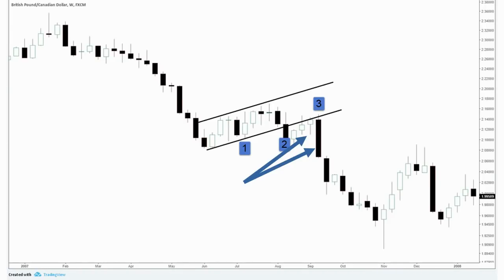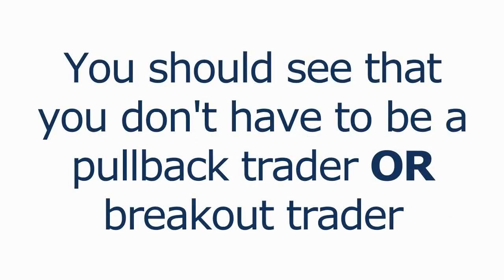In our example, the break is strong in comparison to other candlesticks. We also have a falling 3 candlestick pattern that is a continuation pattern. And traders may opt to use pending orders below the lows of the 3 small bullish candlesticks to position before the momentum thrust. You should see that you don't have to be a pullback trader or a breakout trader.